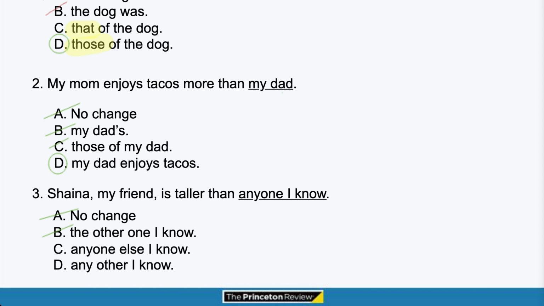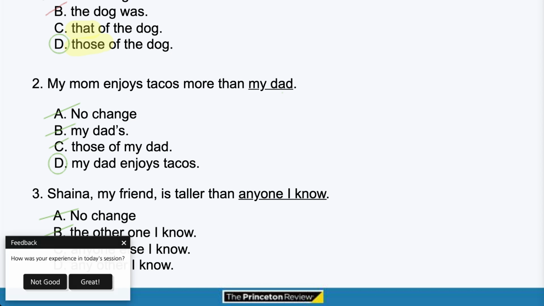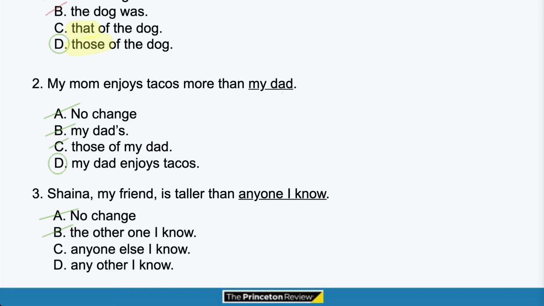And then we're down to 2, C and D. Shayna, my friend, is taller than anyone else I know. Or Shayna, my friend, is taller than any other I know. D is not going to work because we don't know any other what. It's not clear. So we would have to say Shayna, my friend, is taller than anyone else I know. Now it's clear because of the word else that Shayna is among the people I know.